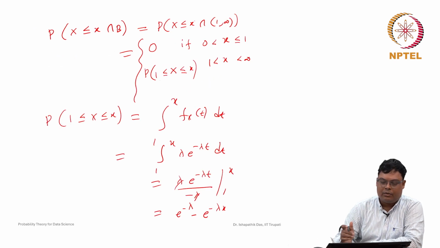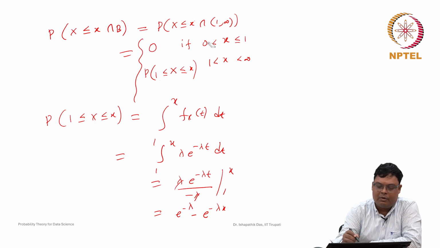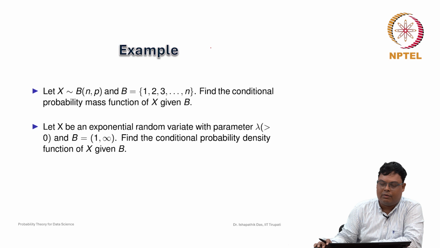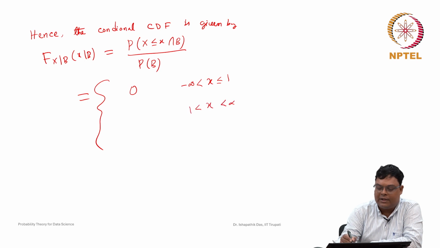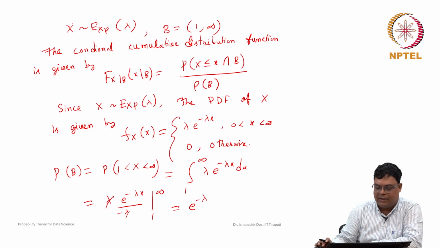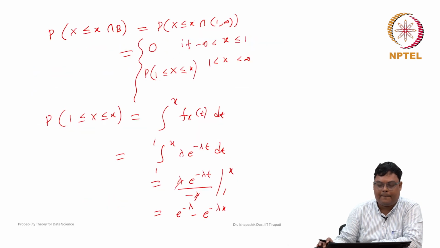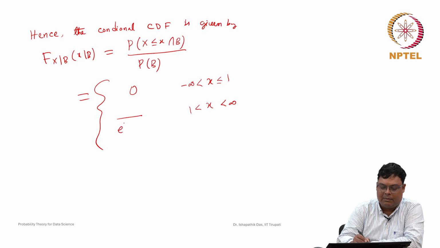Even if you take a negative number, it is always 0, whatever the number is. So, that is why we can write minus infinity, because you have to define the whole real line. So, whenever x is from minus infinity up to 1, this probability is 0, the upper part is 0. But whenever x is greater than 1 and less than infinity, the probability of B is nothing but e to the power of minus lambda, as we just checked.